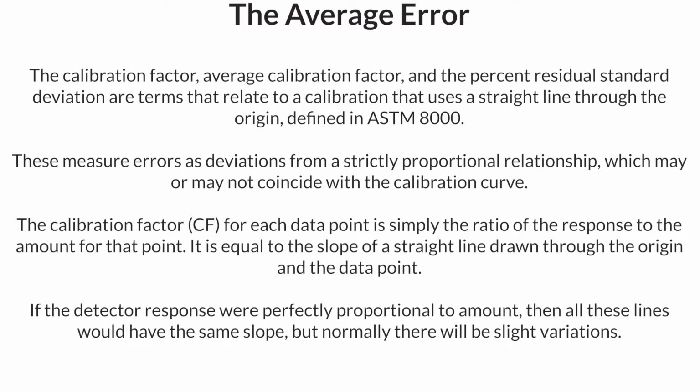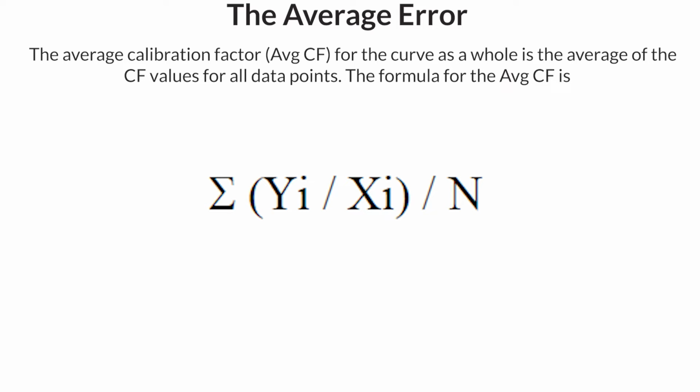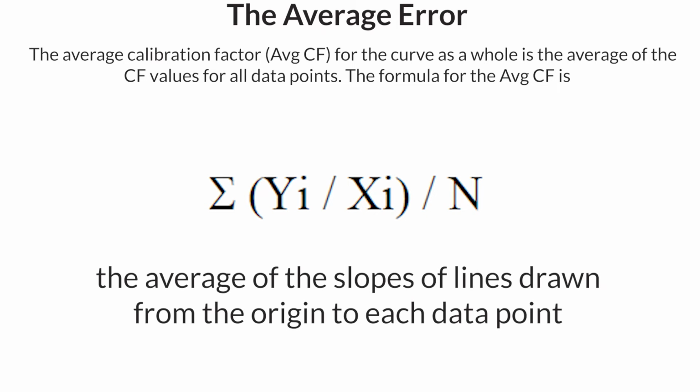If the detector response were perfectly proportional to amount, then all these lines would have the same slope, but normally there will be slight variations. The average calibration factor for the curve as a whole is the average of the CF values for all data points. The formula for the average calibration factor is shown on screen, and is the average of the slopes of lines drawn from the origin to each data point.